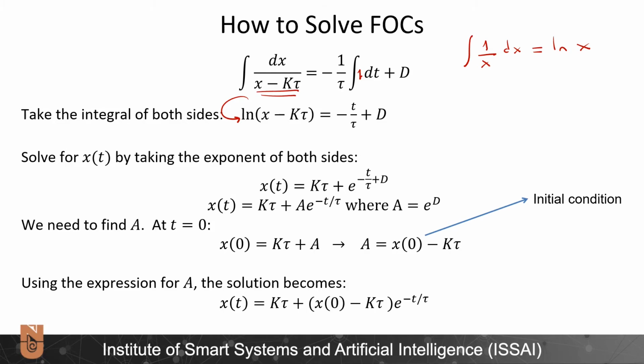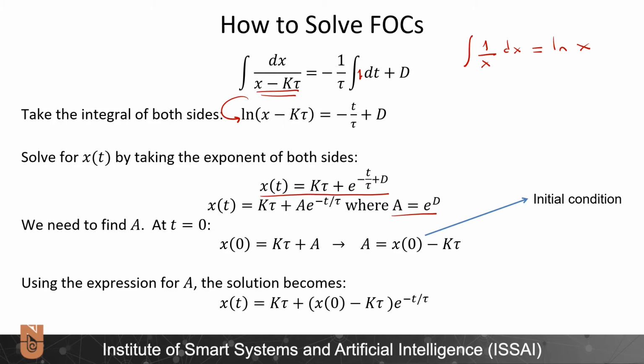And I can take the expression k tau to the right side and I end up with this expression here. Now, here I can change this expression to a more convenient form by defining A is equal to e to the power of d, and I can write it as k tau plus A times e to the minus t over tau. Now, here I have a problem. I need to find one way or other what is the value of A.